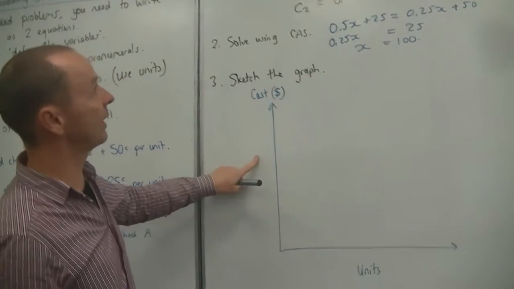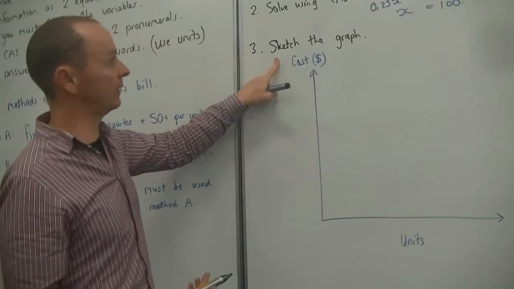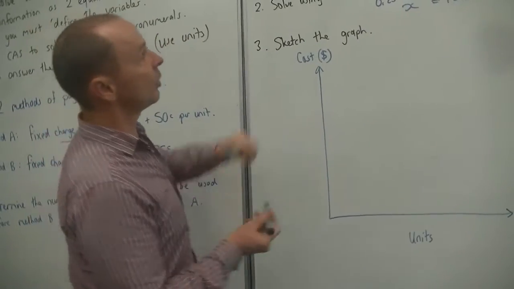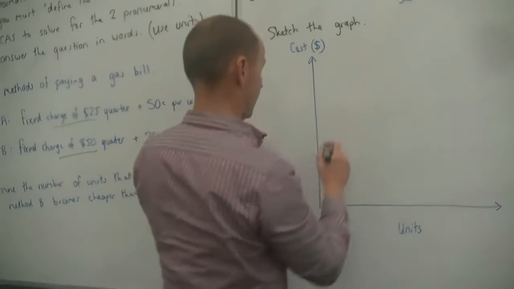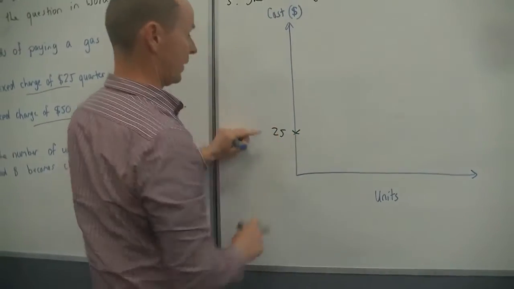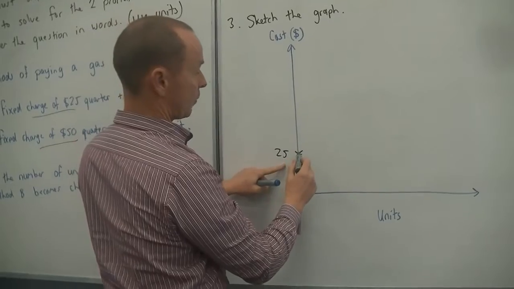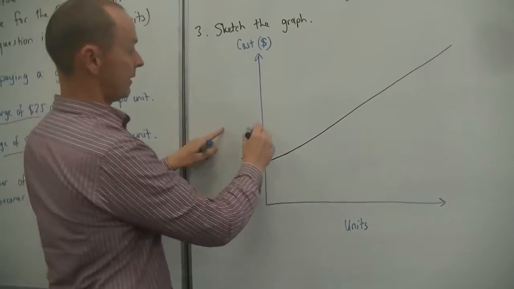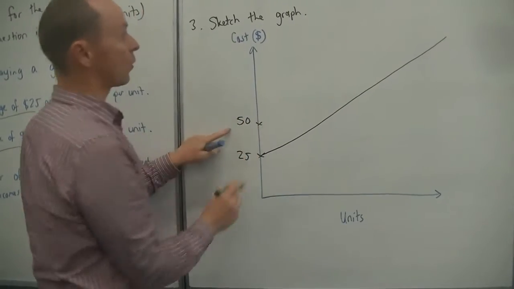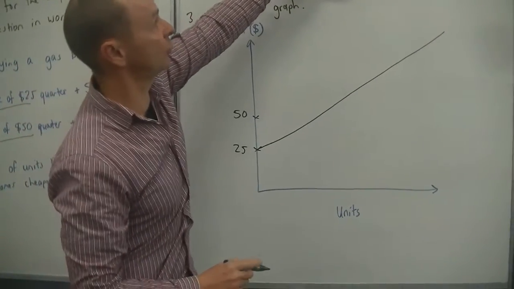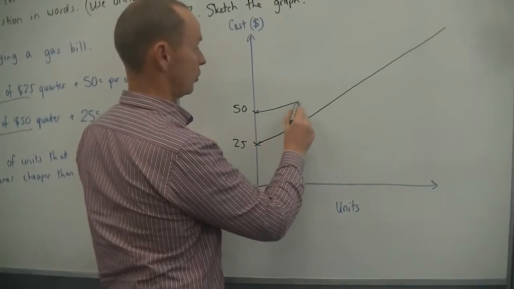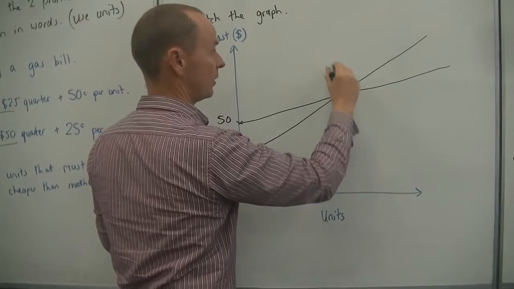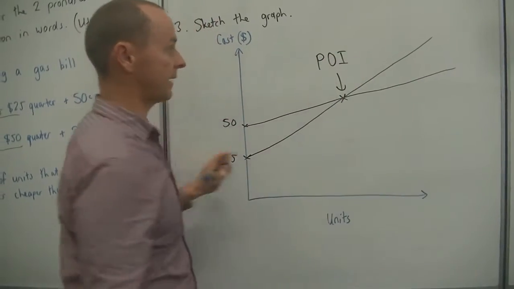So we sketch the graph now. It doesn't ask for that in the question. I'm just going to do it to help your understanding. So the cost of 1 has a y-intercept of 25. So let's just make that there, $25. But it's got a gradient of 0.5, so 50 cents. So it's going to have a higher gradient. And this one, we'll say is $50, has a y-intercept, but its gradient is only 25 cents per unit of gas, so it's a flatter line. So therefore, this is our point of intersection, POI, is there.